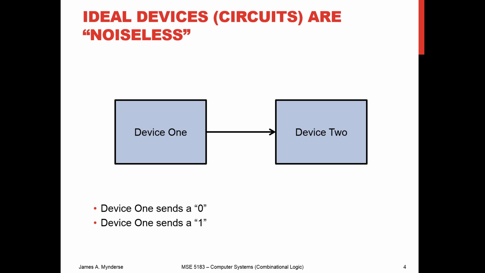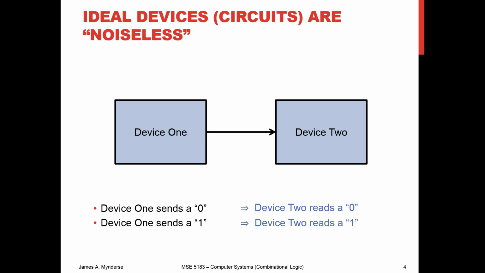Another thing we need to worry about is noise on the system. In a noiseless, ideal sort of thing, we've got two devices, device 1 and device 2. And so obviously if device 1 sends out a 0, then device 2 reads 0, or false, or low, depending on what you want to describe it as. If device 1 sends a 1, then obviously device 2 is going to read a 1.